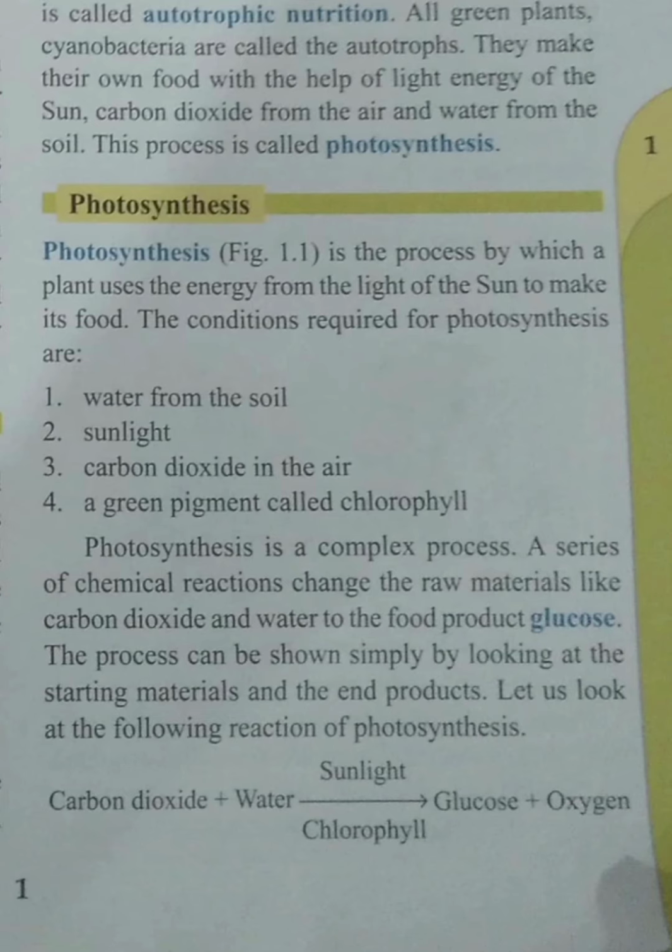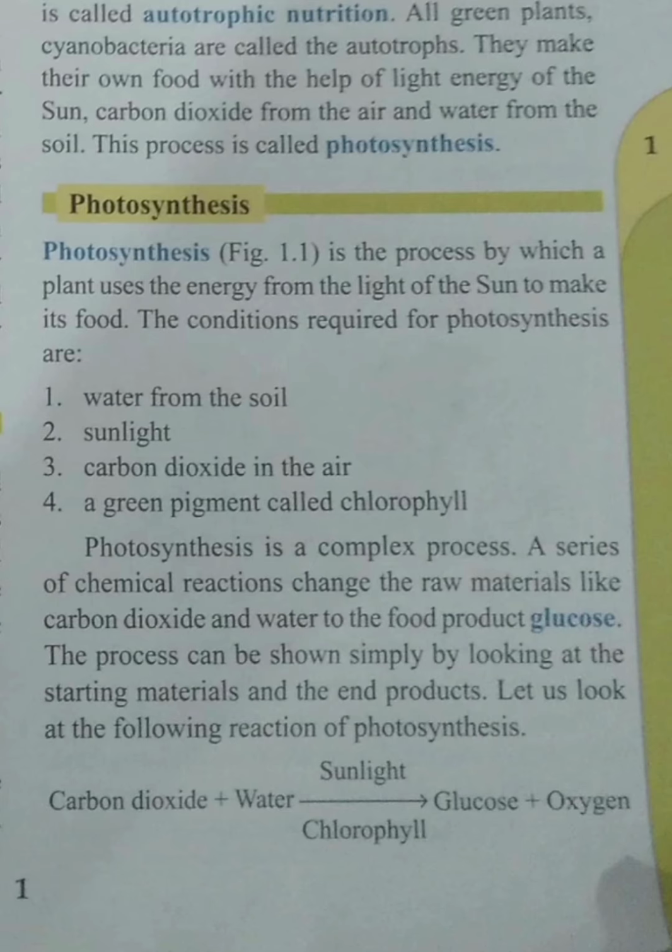its own food. The conditions required for photosynthesis are water, which comes from the soil, sunlight, which comes from the sun, carbon dioxide, which is in the air, and the green pigment called chlorophyll, which is present in leaves. Photosynthesis is a complex process, as a series of chemical reactions changes the raw materials carbon dioxide and water to the food product glucose.